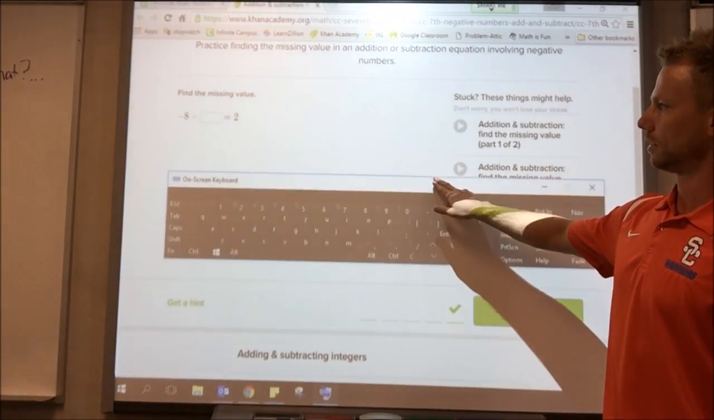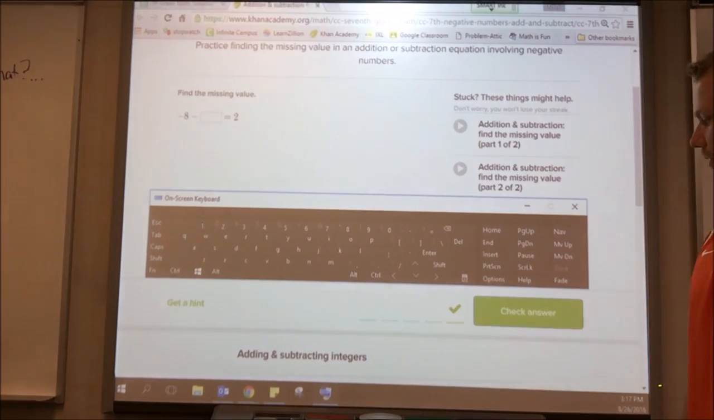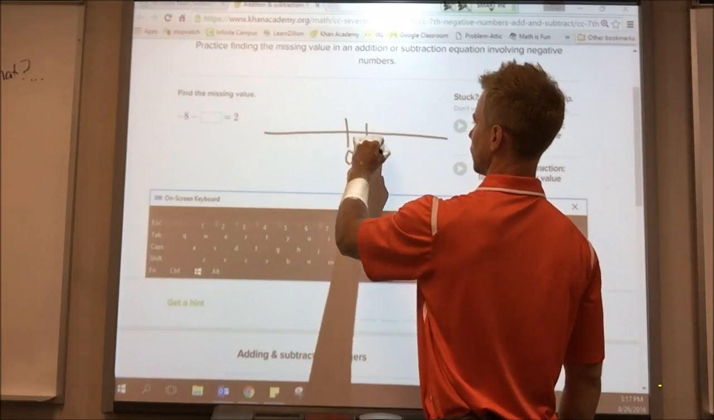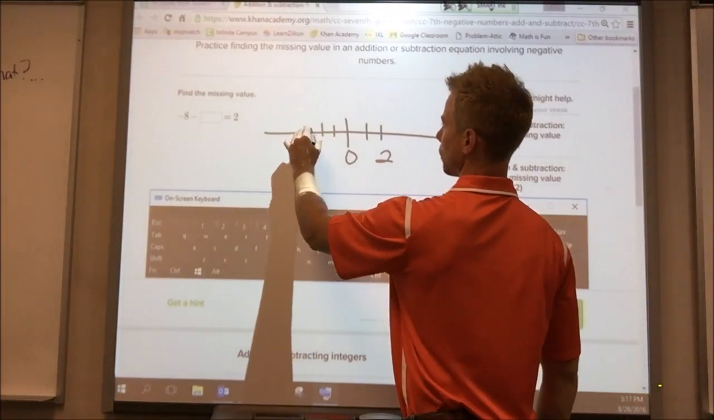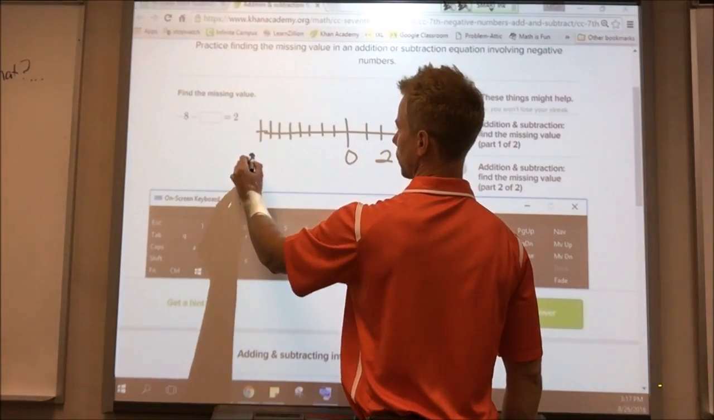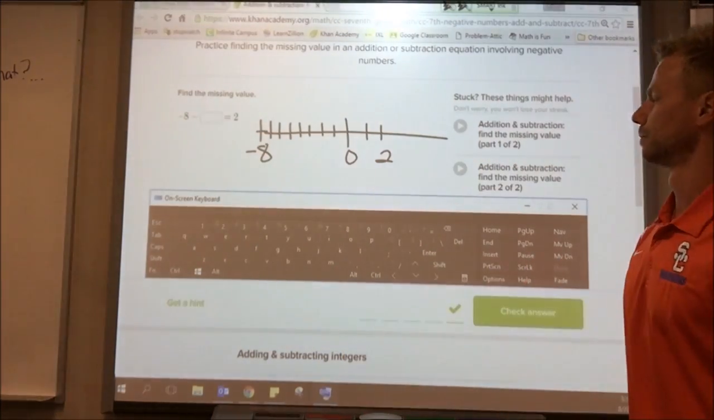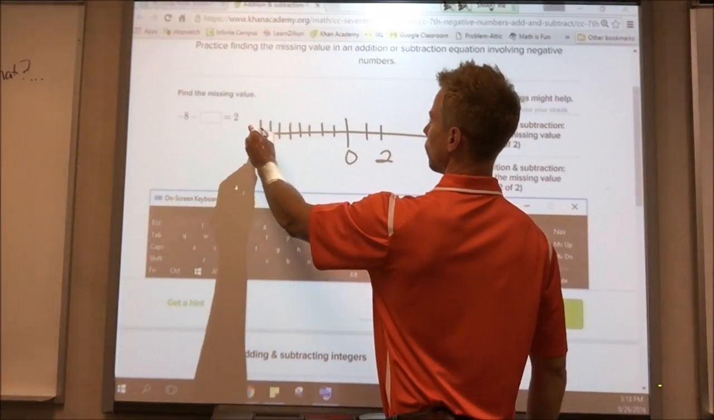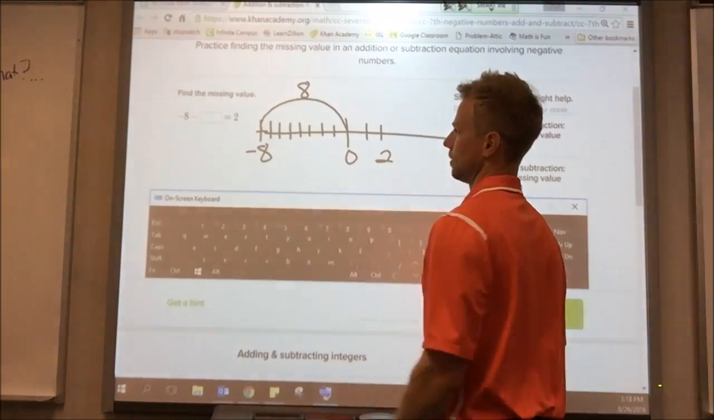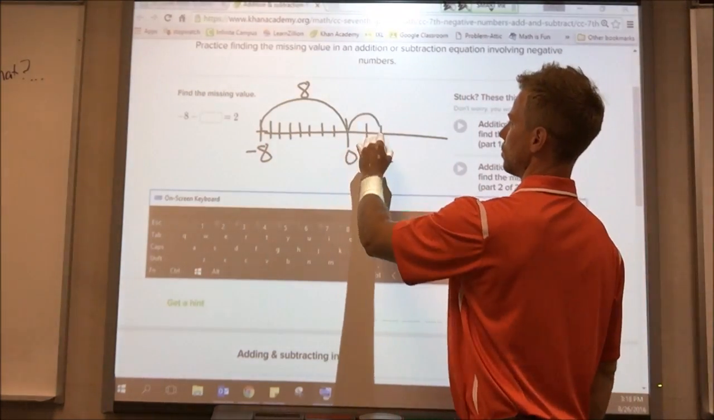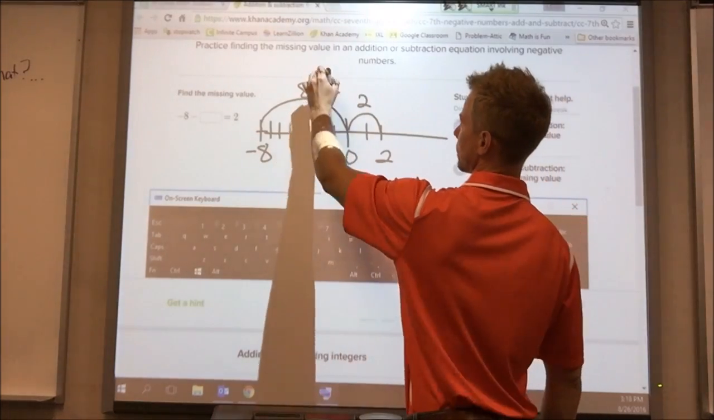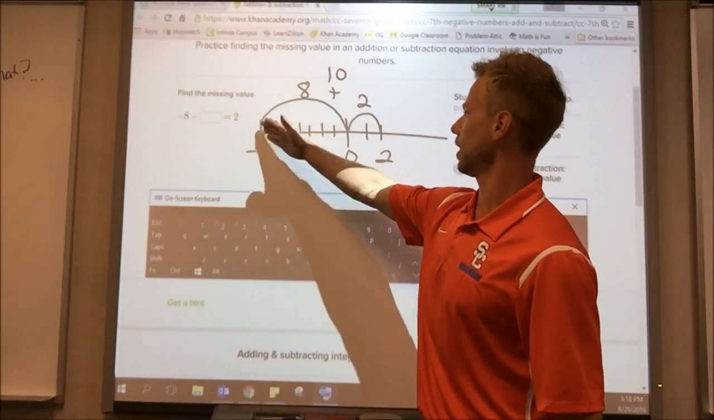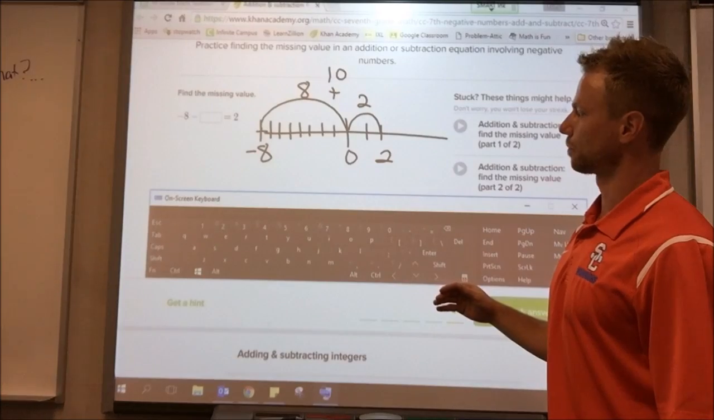Okay, this time we have -8 minus something equals 2. Let's draw a number line again. We want to end up at 2. We're starting at -8. So from -8 to 2, how far is that? Well, from -8 to 0 is 8. From 0 to 2 is 2. That together is 10. So I moved 10 from -8 all the way to 2.